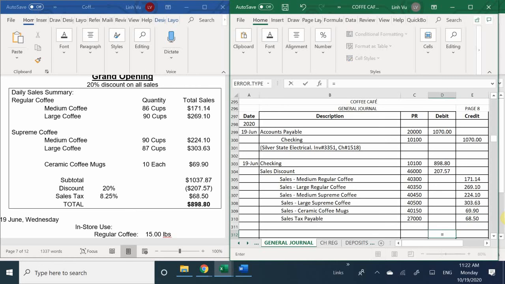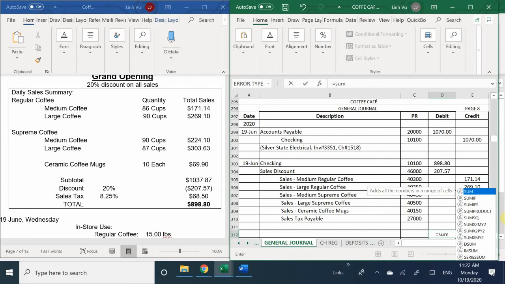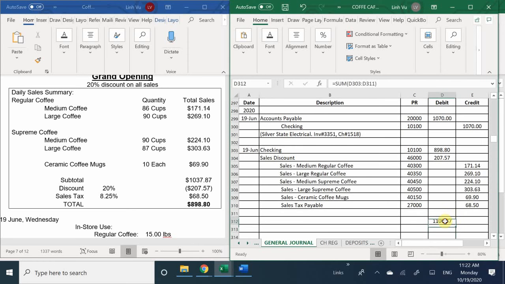And what's my total tax? 68.50. So I'm going to double confirm if I debited my accounts correctly, or the total matches my credits. So here I have 1106.37, 1106.37 on the other side. Okay, good. So I typed it in correctly.